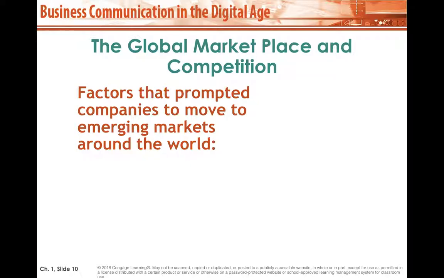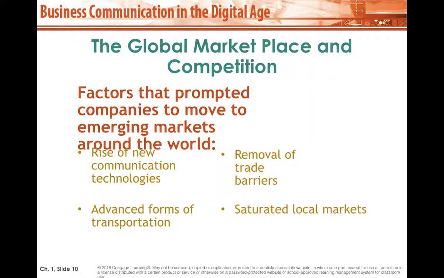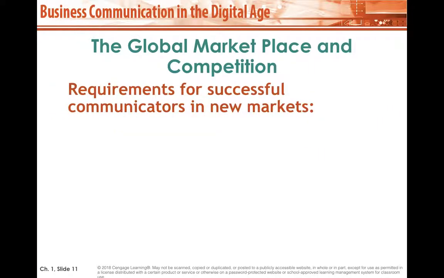When we talk about the global marketplace and competition, some of the factors that prompted companies to move to emerging markets around the world include the rise of these new communication technologies, the removal of trade barriers, the advanced forms of transportation, including flying and planes and boats and trains, and saturated local markets. These all helped us move to a global marketplace.